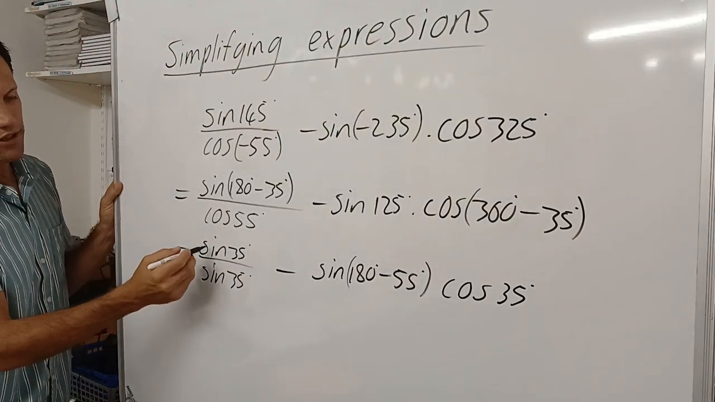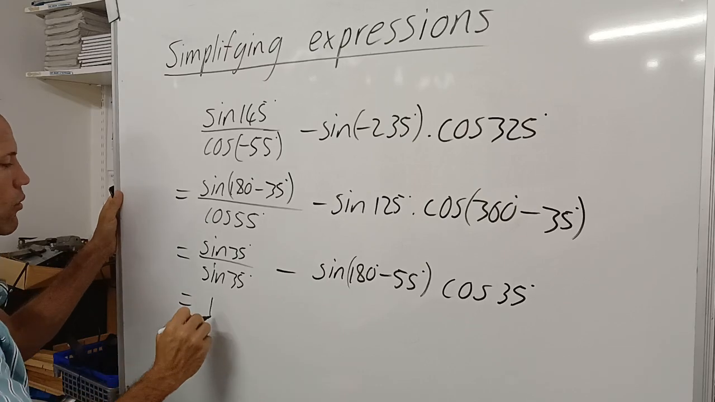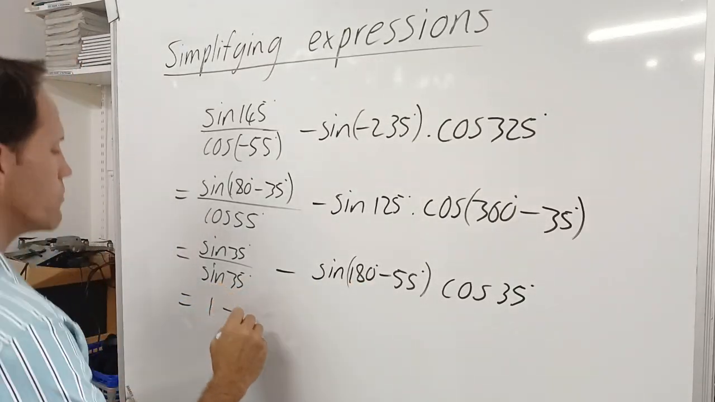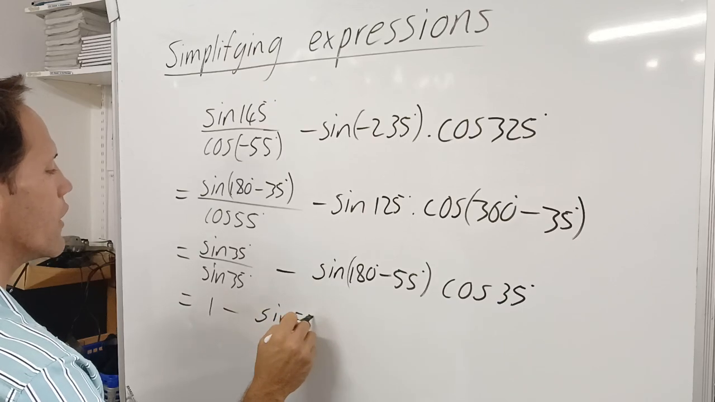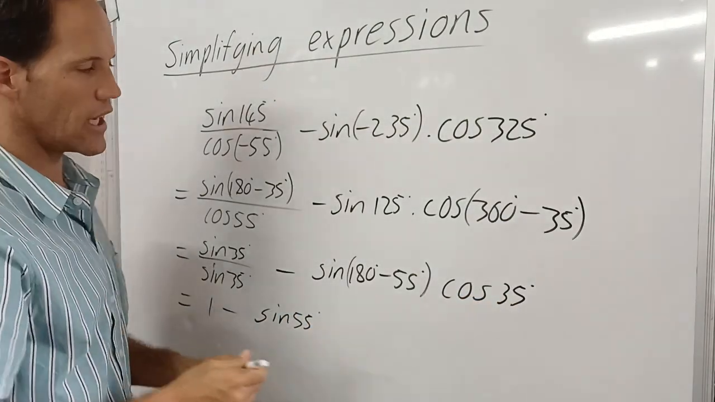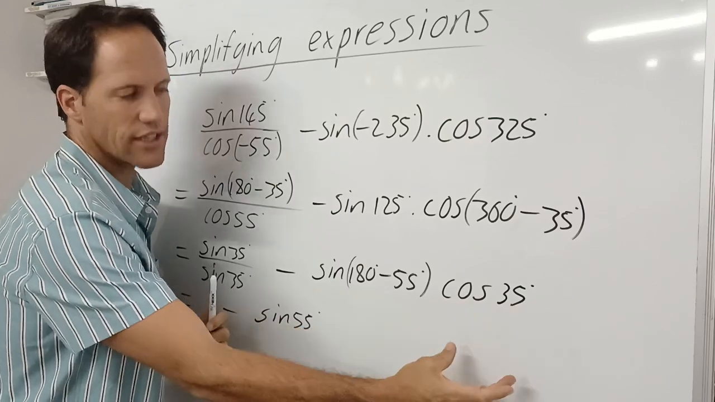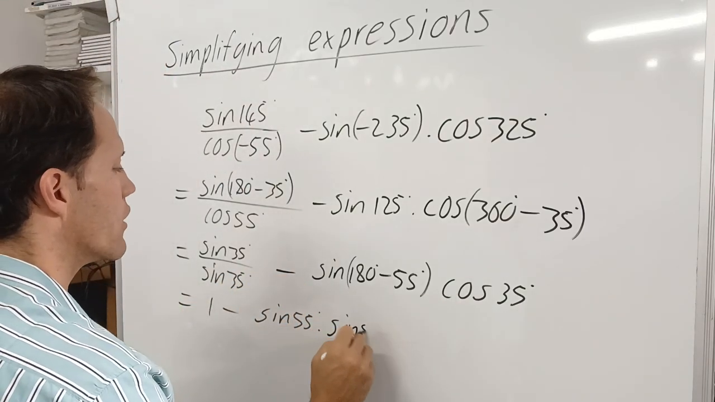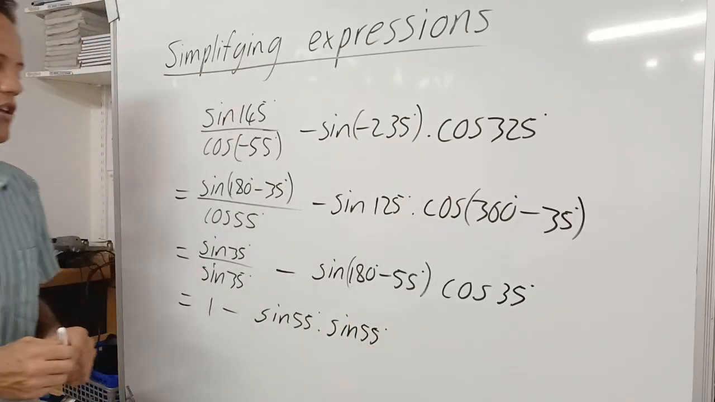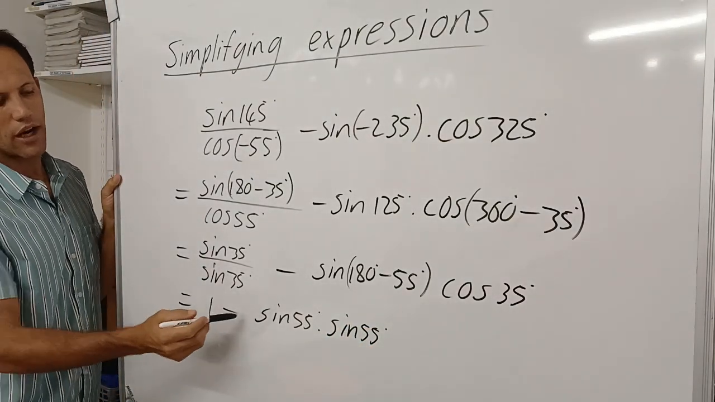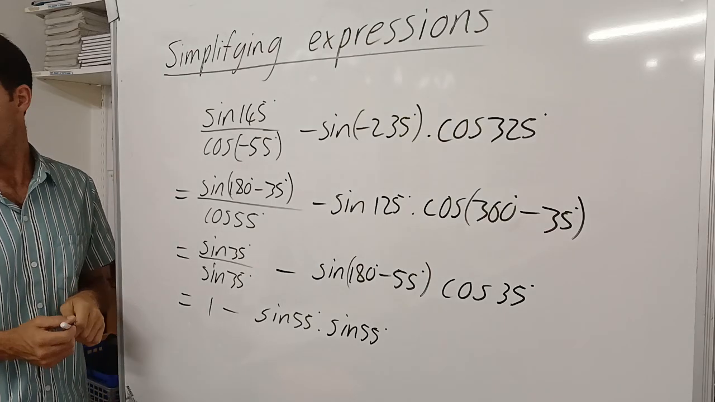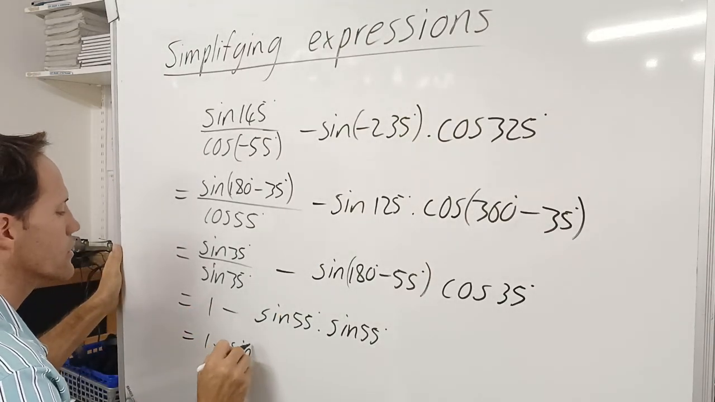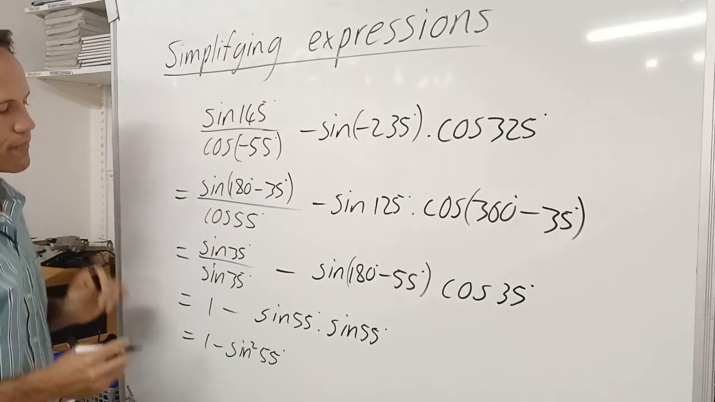Sine 35 divided by sine 35 is 1. 1 minus, and now here we've got sine 55. Okay, so it's minus sine 55. And then cos 35 again. We've got a cos 35, and now we can change that to sine 55 because they add up to 90. So we can change it to sine 55. Okay, using co-ratios. So we've got 1 minus sine squared 55. Okay, when you simplify that, you get 1 minus sine squared 55.